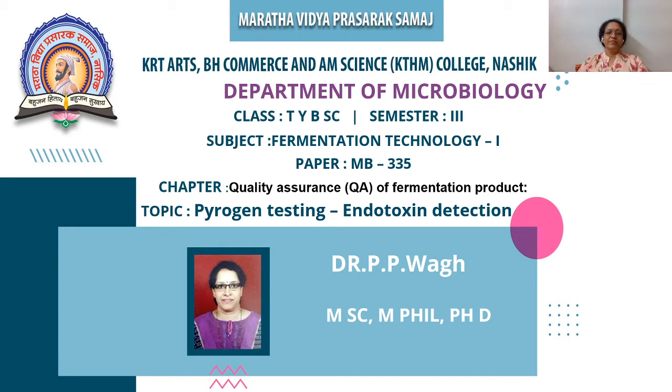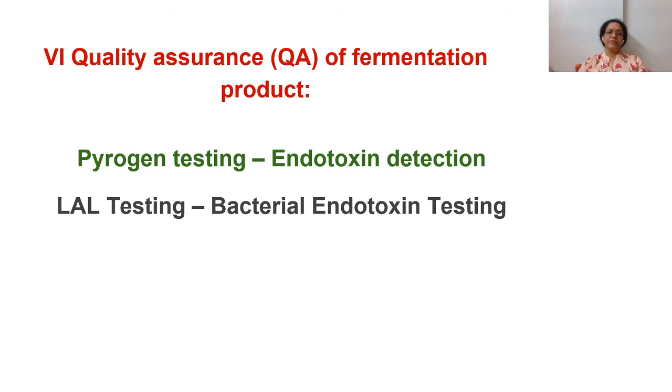Hello, our today's topic is from Fermentation Technology, paper MB335, for topic Endotoxin Detection, chapter Quality Assurance of Fermentation Product. This is your sixth topic of fermentation technology, and in this, pyrogen testing, that is endotoxin detection, is included.